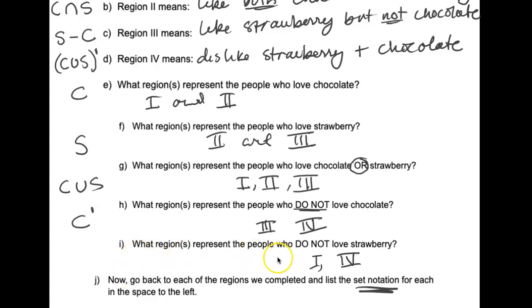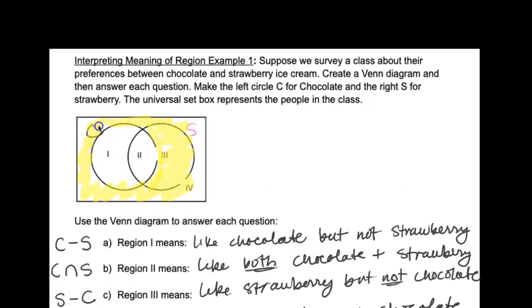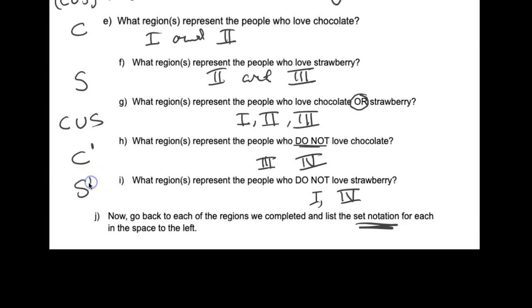And then for I, what regions represent people who do not love strawberry? It's going to be similar to the last one, only for strawberry. So we'll erase all the outside of C, and now I'm going to highlight everything that's outside of S. Who does not love strawberry would be all of this region, and the set notation for that would be S complement, everything that's not in S. All right, so in the next video, I'm going to do a similar example, only with 3 circles.